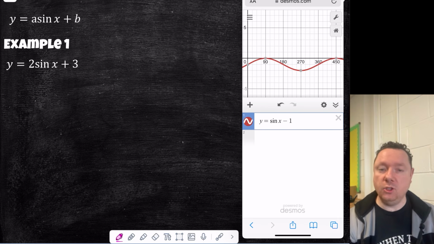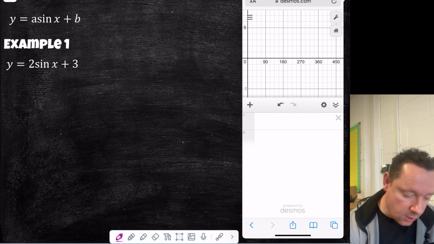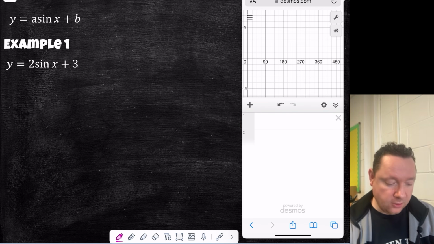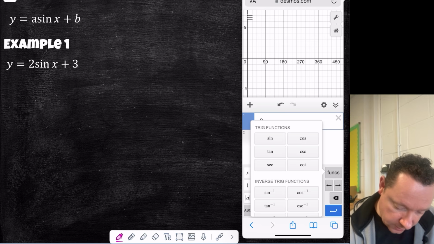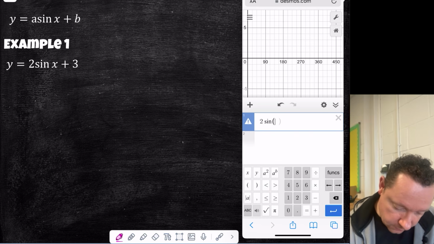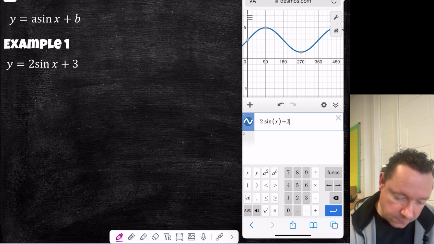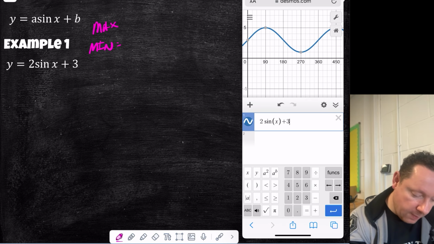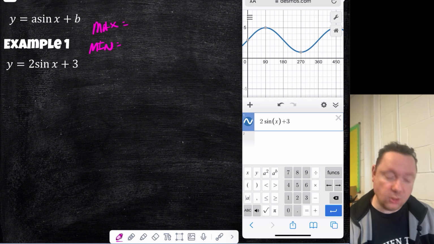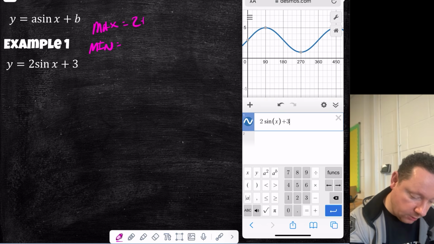Let's combine amplitude with a transformation. So the next one says graph is going to be 2 sine x plus 3. Well, let's see what it's going to look like first by typing in 2 sine x, and then we're going to say plus 3. So there's our graph there. Where do we get that from? Well, first of all, we look at our max and min. So the max is, remember, given by the amplitude plus 3. So in other words, 2 plus 3, which equals 5.